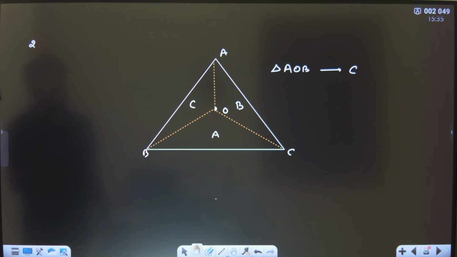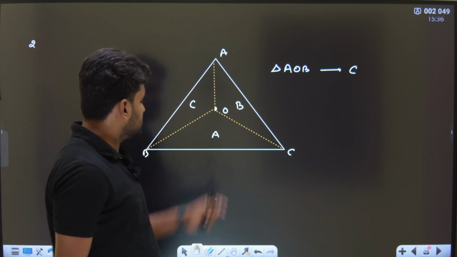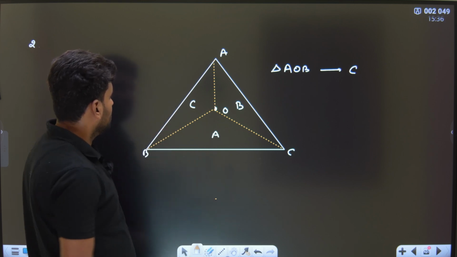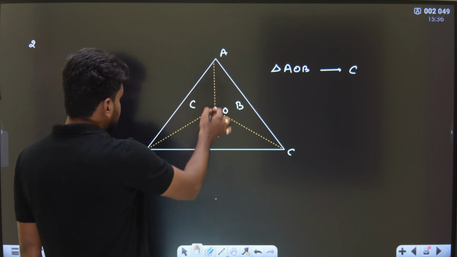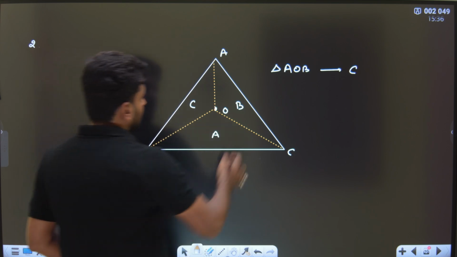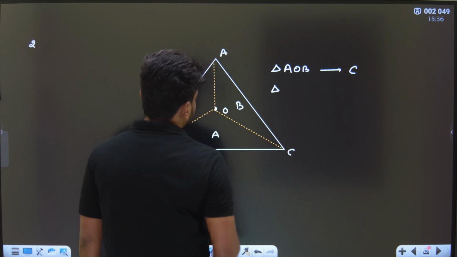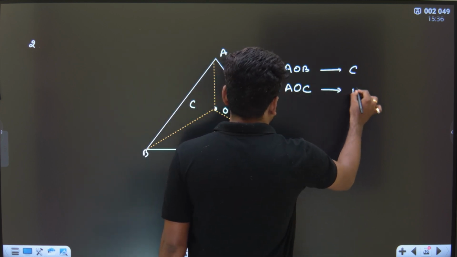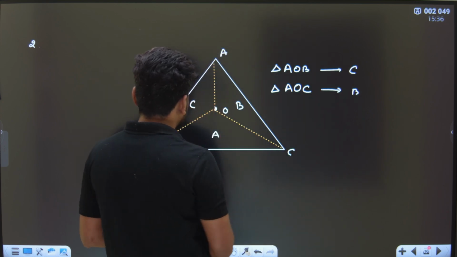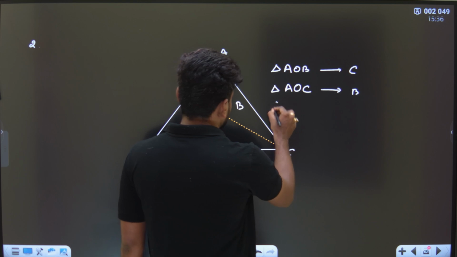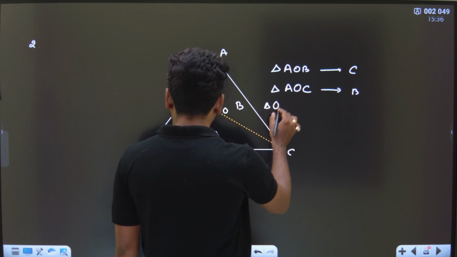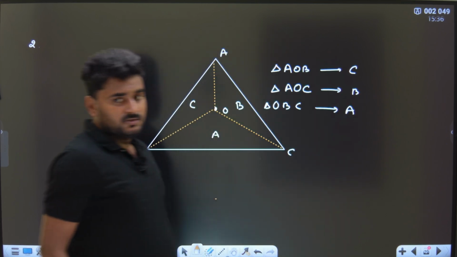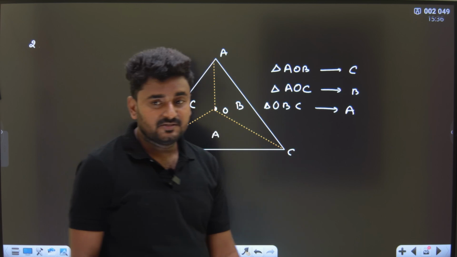Okay, so what I said here is that the orthocenter of triangle AOB will be C, and the orthocenter of triangle AOC will be B, and similarly the orthocenter of triangle OBC will be A. Understand? So now let us see another property.